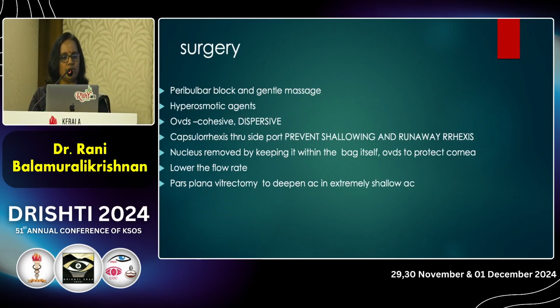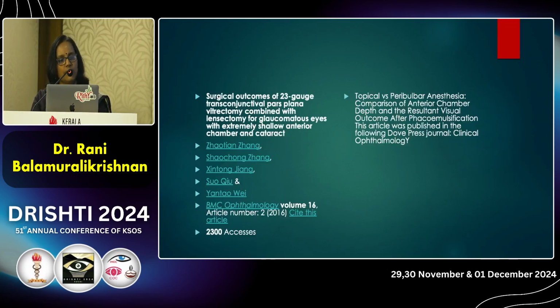Surgery can be done under topical, subtenon's, or peribulbar block. You have to give a gentle massage if the angle is too shallow. You can give hyperosmotic agents, and both cohesive and dispersive OVDs should be used. The studies show that pars plana vitrectomy is also helpful in getting a deeper anterior chamber.